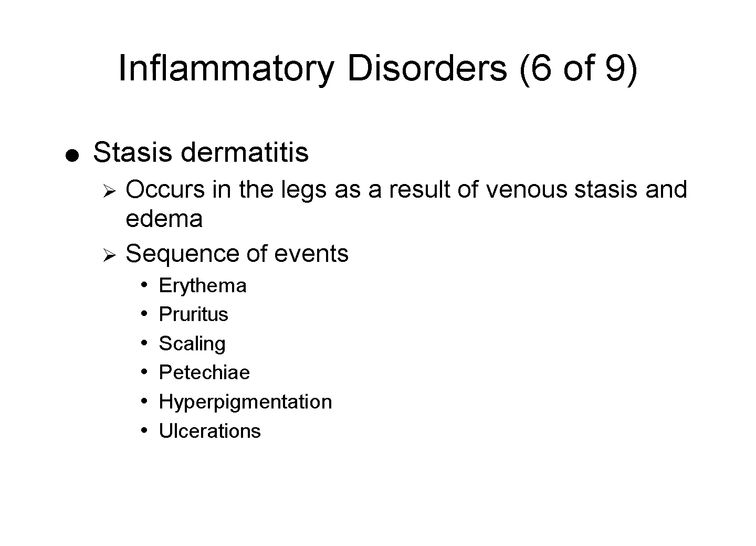Stasis dermatitis typically affects the lower legs and results from chronic venous insufficiency. Pooling of blood and fluid leads to skin changes like redness, itching, scaling, and eventually ulceration. Over time, the skin becomes thickened and discolored. Compression therapy and skin care are crucial to prevent complications.